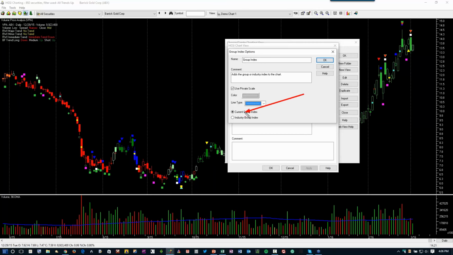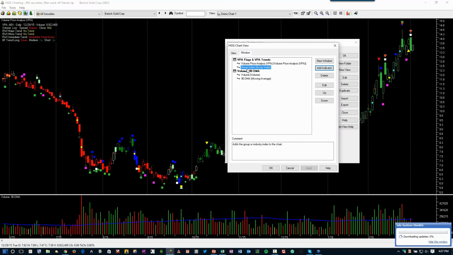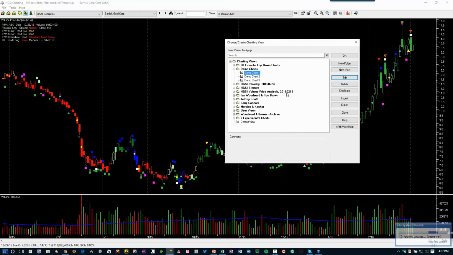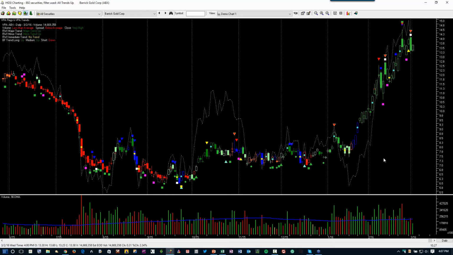Notice that the default is current group index. This is if you make your own indexes and you want to compare this line to a folder full of your own stocks that has its own index. But I always use industry group index. Now when I put this on here using the private scale, you can see clearly how the group affects these stocks.